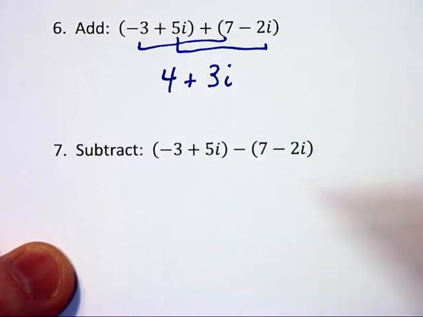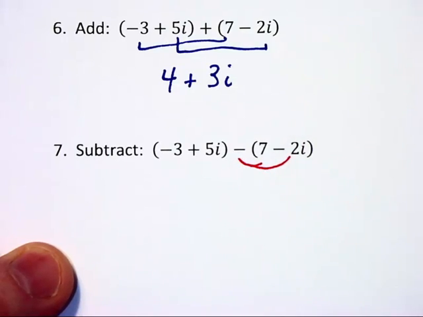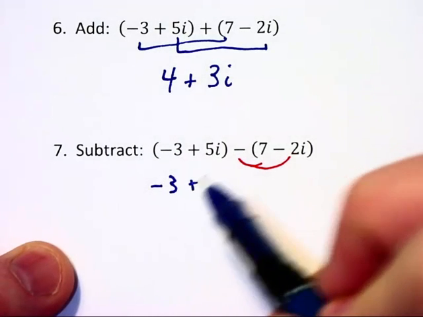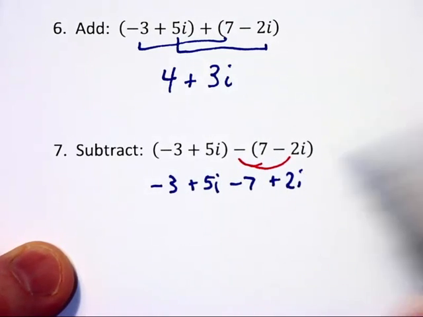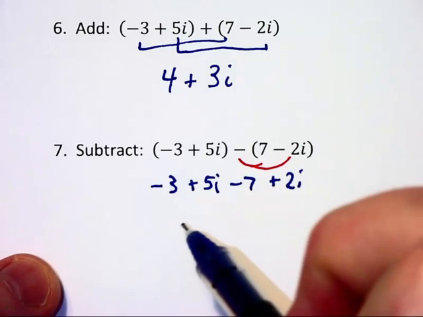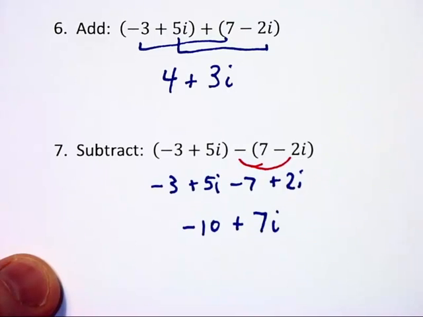When it comes to subtraction, the one thing you do need to be careful of is that you distribute the negative because you have a binomial following that negative sign. So what we really have here is negative 3 plus 5i minus 7 plus 2i. Then we can combine like terms. The real part is going to give us negative 10, and the imaginary part will give us plus 7i.